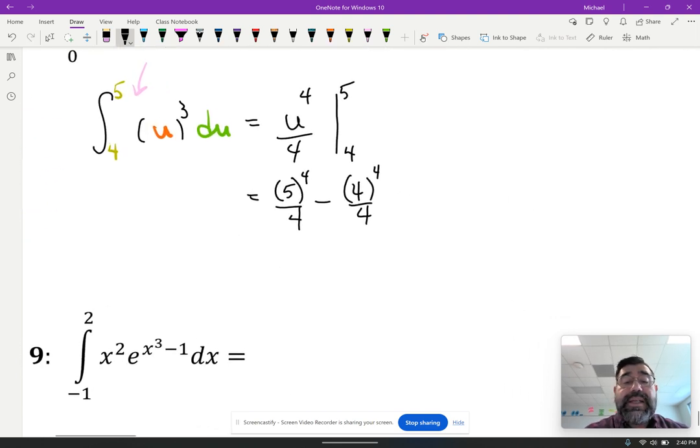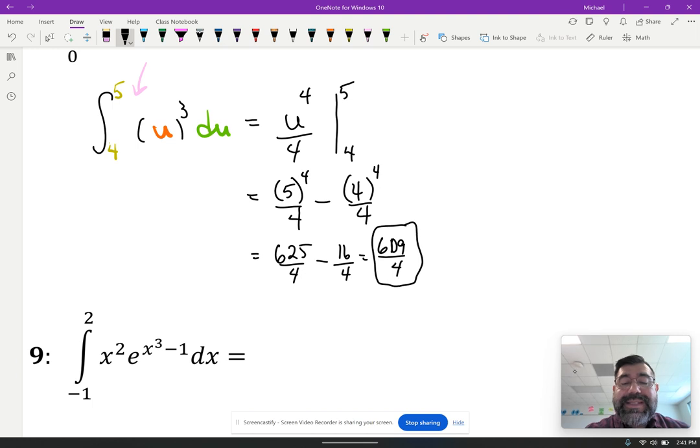Let's see. Can I simplify this at all? I don't think so. 5 to the fourth is 5 squared times 5 squared. 5 squared is 25, and 25 times 25 is 625 divided by 4, minus 16 divided by 4. And if I subtract, I believe that's 619 divided by 4. Is that right? No, 609. My bad. 609 divided by 4.